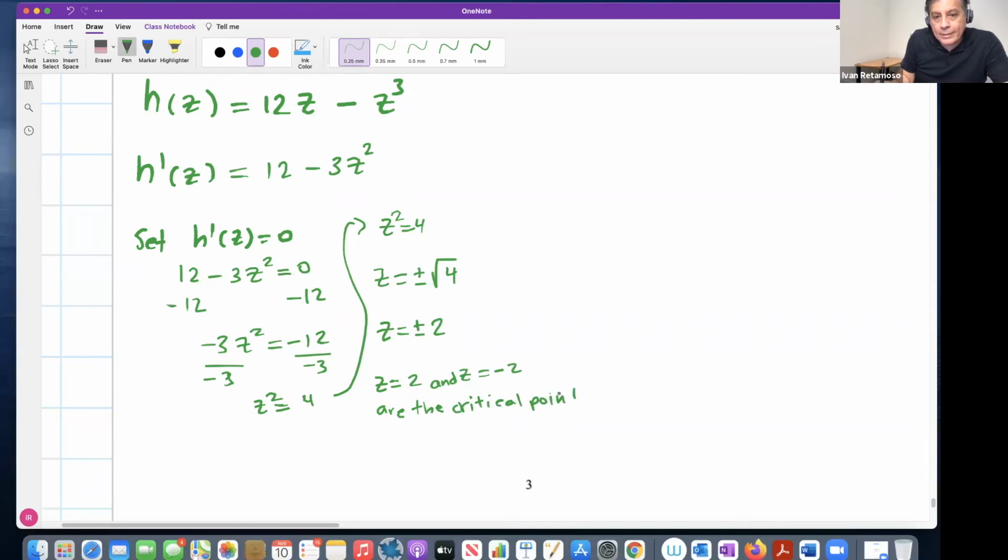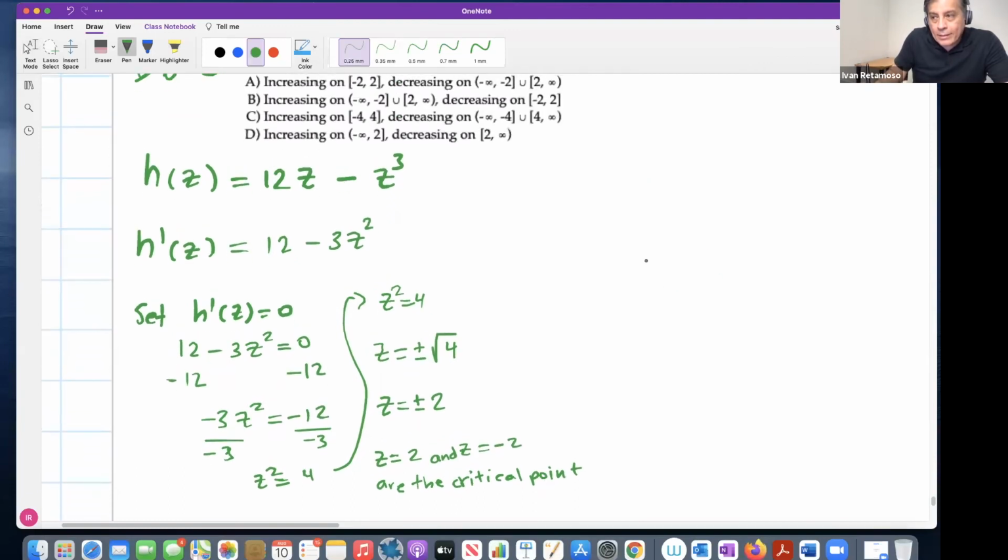Okay, now with these critical points, our method suggests: take your critical points and set them on a number line, right? In the middle 0, 2 should be here on the right, -2 on the left, negative to the left, positive to the right. Here infinity, here minus infinity. These two critical points determine subintervals on the number line, right? Three subintervals.